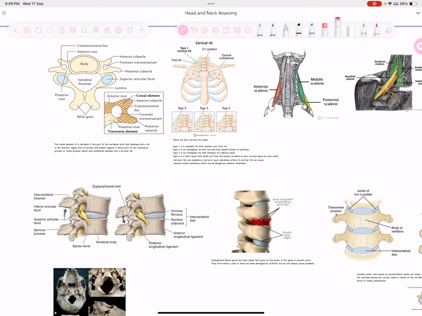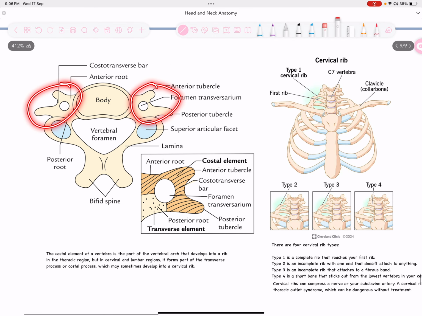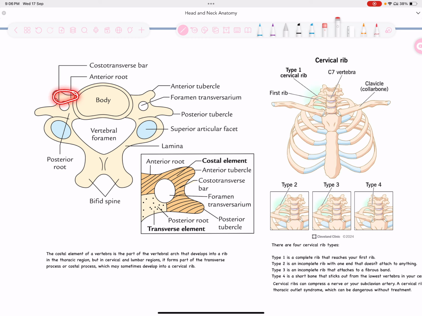They're saying that the anterior root of the transverse process may sometimes be separate. What is the anterior root? This is the transverse process as a whole. This is the anterior root and this is the posterior root. So there's a high chance that this anterior root might be completely separate, and if it's separate, it then forms a cervical rib of variable size.